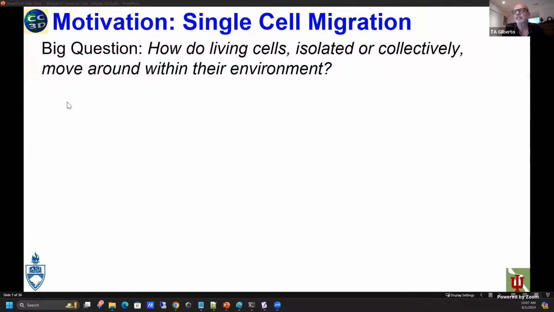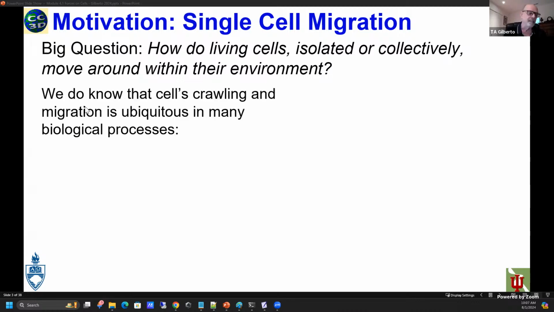The big question is, how do living cells move? How do they know where they are? They don't. James told us yesterday they don't have eyes. They have to sense their environment. And cell crawling in migration is everywhere in the process of building an organism.